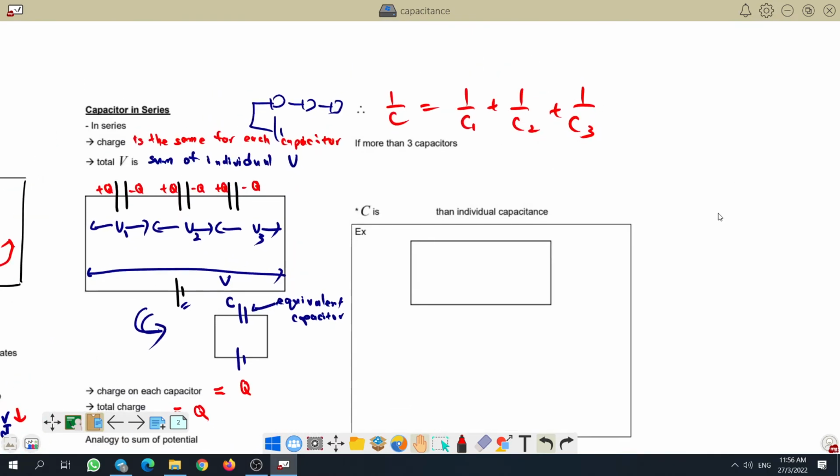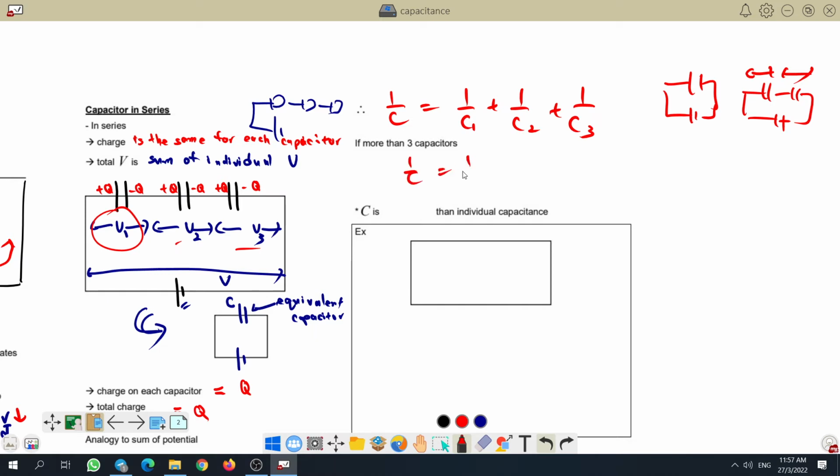So for capacitors in series, when you add like this, does it become bigger or smaller? Smaller. The logic is that it is smaller. Actually yes, because you can see the V for each capacitor becomes smaller since it has to be shared with the two other capacitors. So if there is one capacitor and you add another capacitor, in fact you get less charge, because the V itself has to be shared. If more than 3, no problem, just add more. Okay, C is actually less than individual capacitance because you have to share your V.